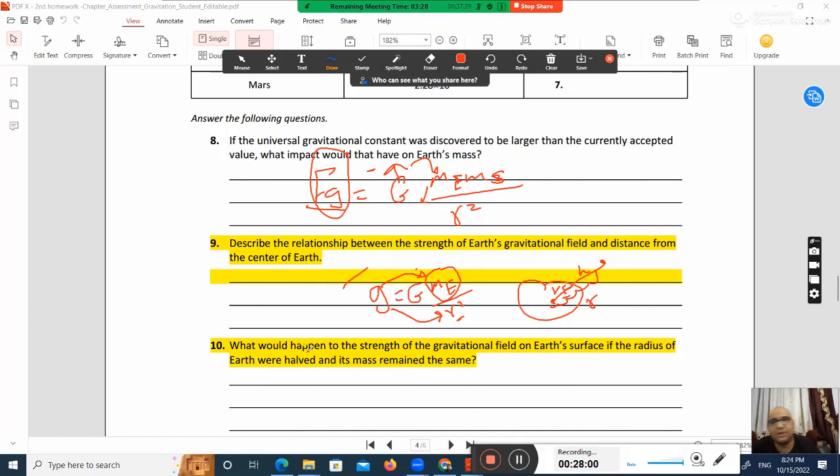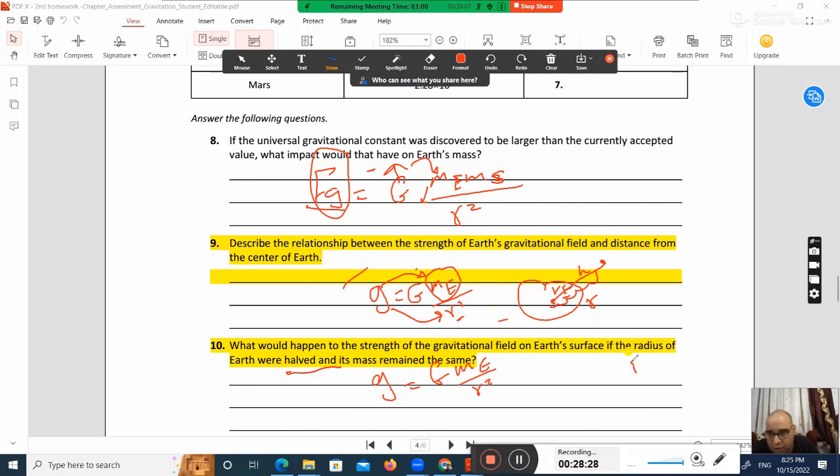What would happen to the strength? We have 2 minutes to answer. What would happen to the strength of the gravitational field on Earth using the same rule? You can read the question, using the same rule. The rule is saying that g equals G M E over R squared. So the relation between R and g is an inverse relation. Halved. The radius is going to be halved.